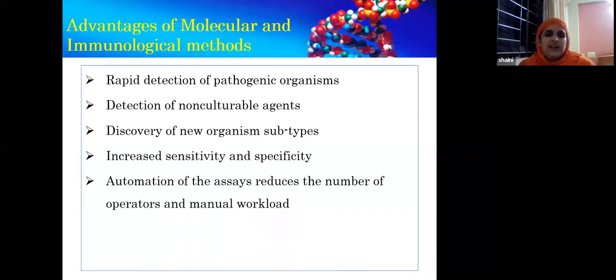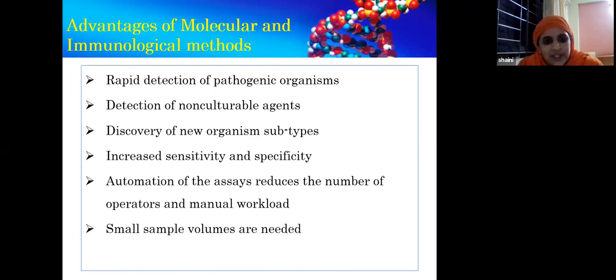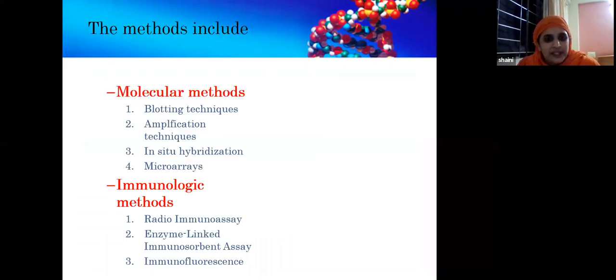Okay. Now, next is automation. Most of these assays are highly automated. You have different machines, ELISA machine, PCR machine, all these are automated, and so it increases the workload and also increases the number of operators required in the lab. And next, a very important thing is that only small sample volumes are required in order to do most of these tests. So these are the various advantages these advanced techniques give over the traditional methods.